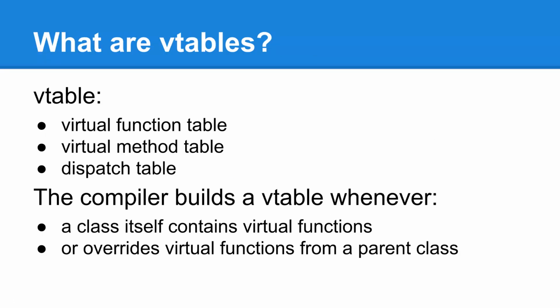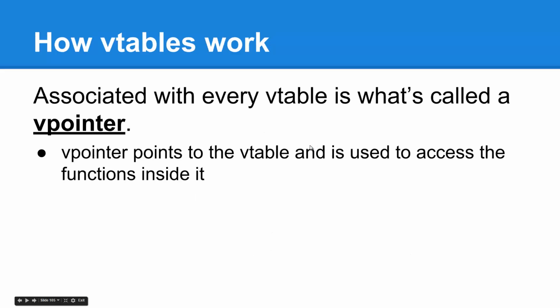So in C++, vtables are a common source, or rather a common target, for use after free exploitation. Vtables go by many names depending on how you are taught. They may be known as the dispatch table, virtual method table, or virtual function table. And the compiler will build in a vtable whenever a class contains virtual functions or overrides virtual functions that are inherited from a parent class.